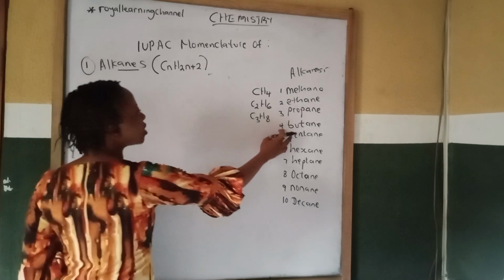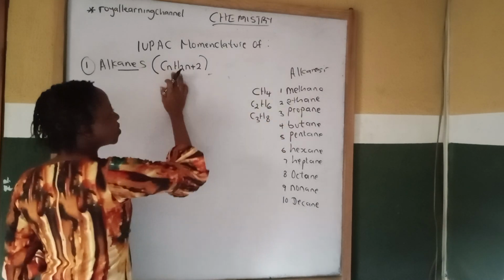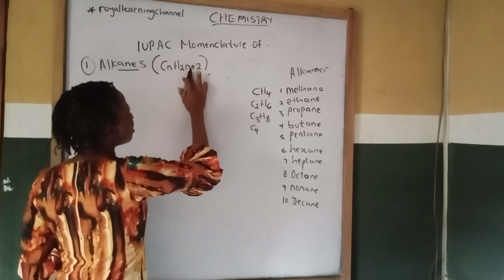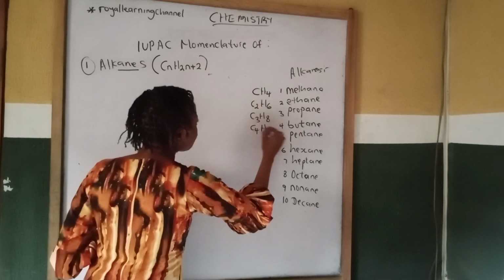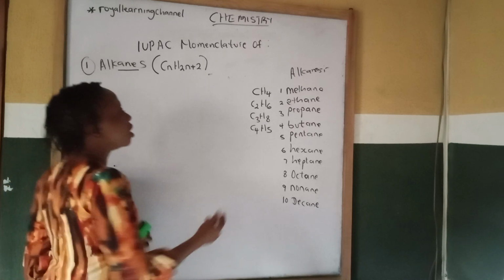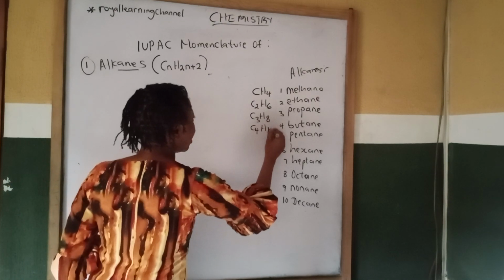C3H8. Then the fourth member, n will be 4. C times 4 will give me C4. 2 times 4, that's 8, plus 2, that is 10. So the formula is C4H10.